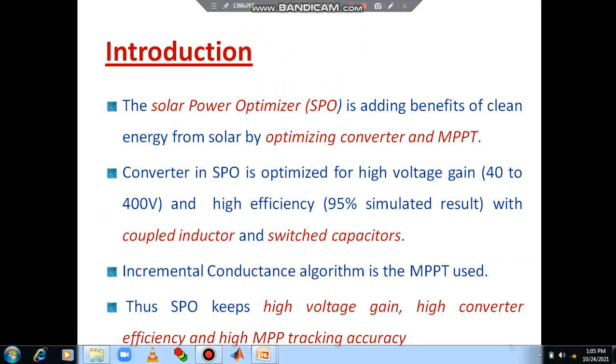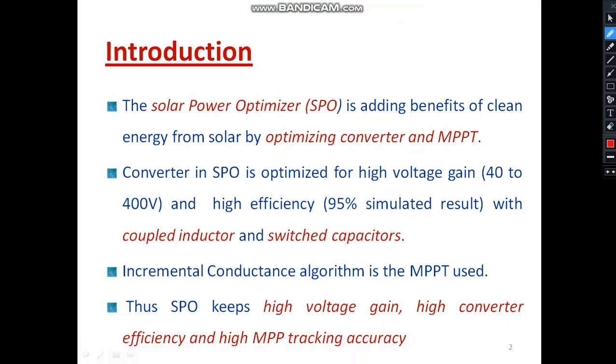The importance of the solar power optimizer is mainly for improving the efficiency of the SPV system. It will optimize in two ways. One is converter optimization and the second is called MPP optimization. This converter has the speciality of ensuring high voltage gain with high converter efficiency. Along with that, the ICA algorithm, incremental conductance algorithm, is added in such a way that tracking accuracy is also improved. So this is your solar power optimizer.